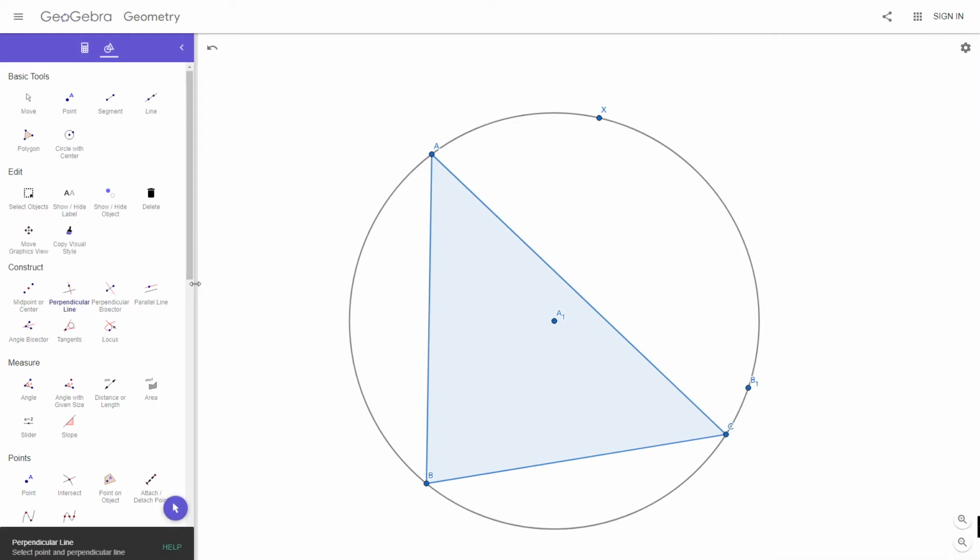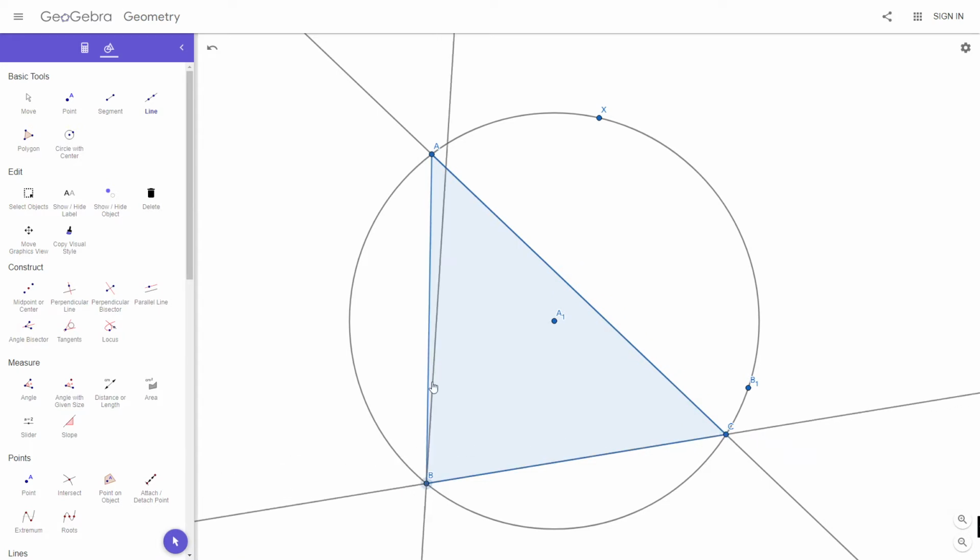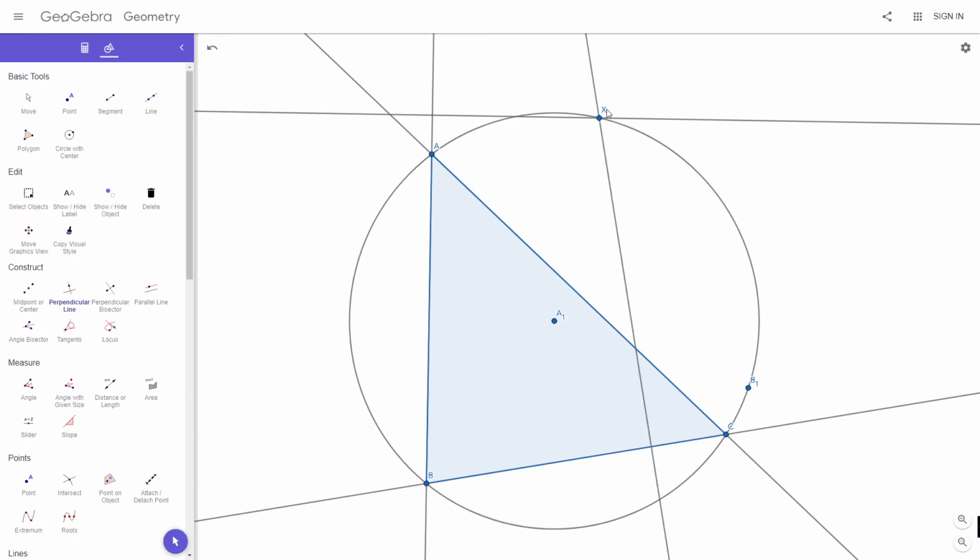Then, if you take perpendicular lines from X, let's just make sure we've got all the sides here. So extend these lines out all the way. Draw a perpendicular line from X to AB, a perpendicular line from X to BC, and a perpendicular line from X to AC. And then you look at the points.